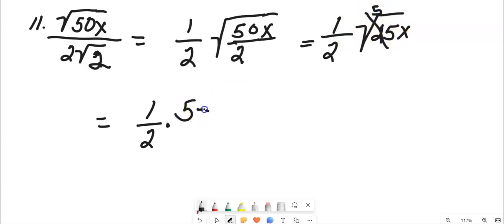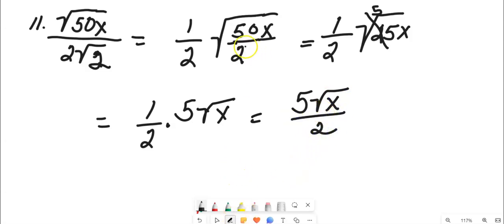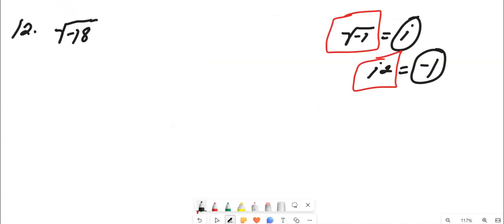5 square root of x. So our final answer here, we can't take the x out of the square root. There's no way to solve that any further. So our final answer is 5 times the square root of x over 2. Either method would work. All right, for number 12, we have the square root of -18.